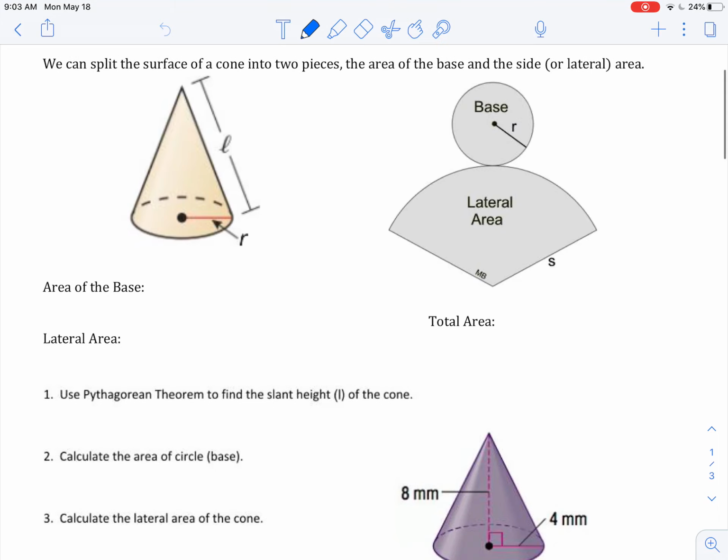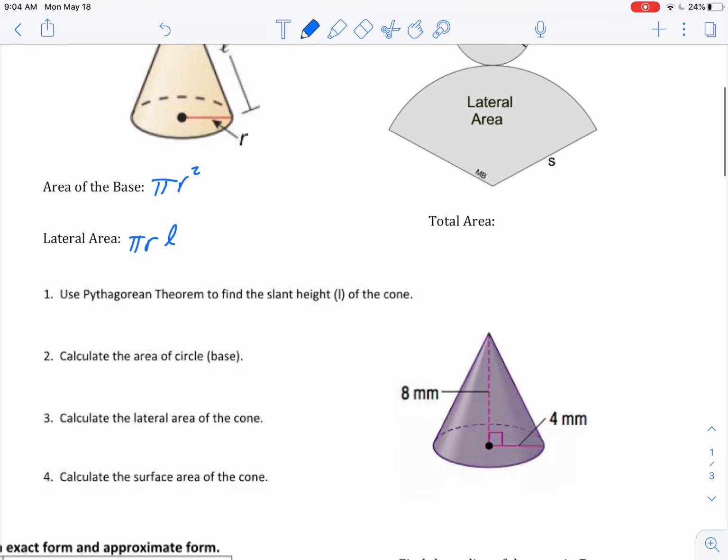So the area of the base here is pi r squared because this base is just a circle. So the area of the base is pi r squared like any other circle. And the lateral area, the side of the cone, is pi r L, where L is the slant height.